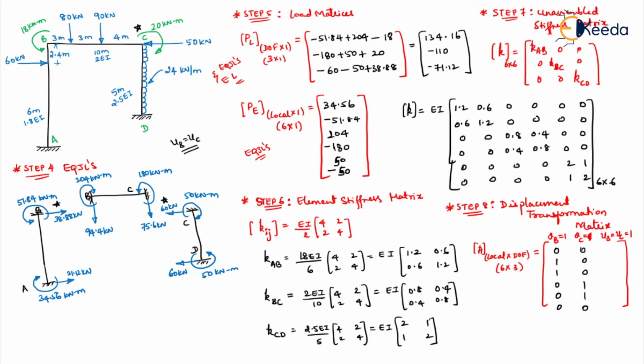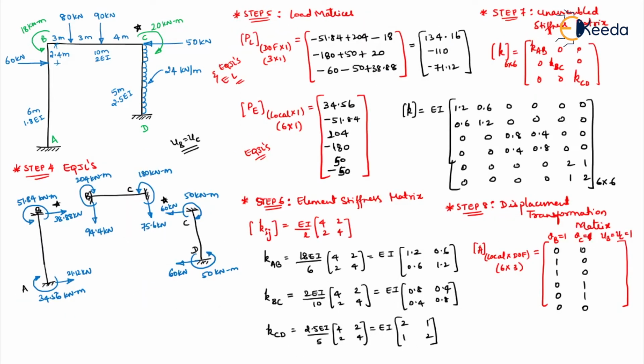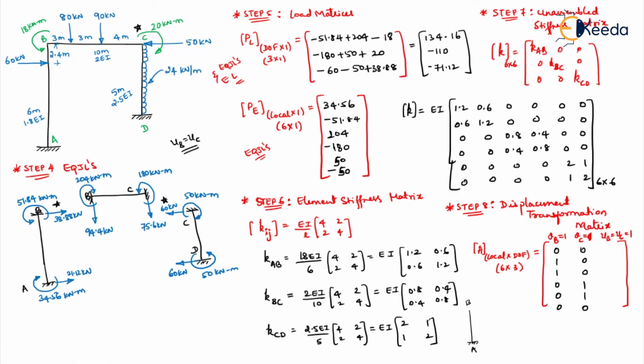Coming to your UB or UC, which is equal to 1, what will happen? See, this you are pushing rightward. Okay, so what will happen to your beams? I show it here. If this is your length AB, now how much is this length? 6 meters.